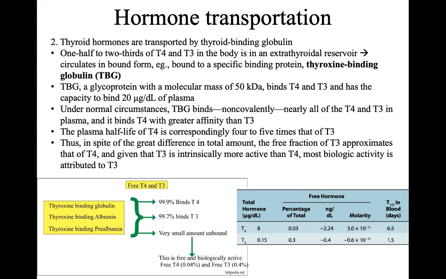T4 binds with greater affinity than T3. It means the specificity between T4 and TBG is stronger. They are more fixed together as compared to T3. T3 has a simpler structure and might lose its conformation, so it has lesser affinity with the TBG.